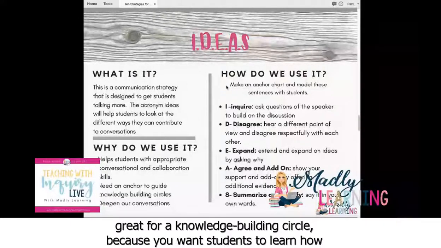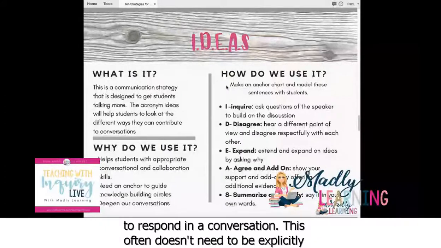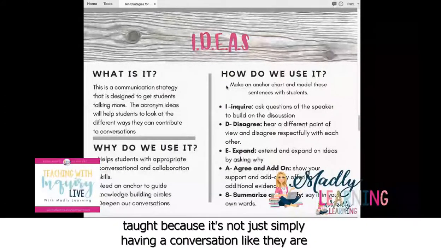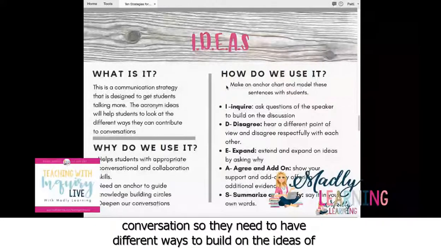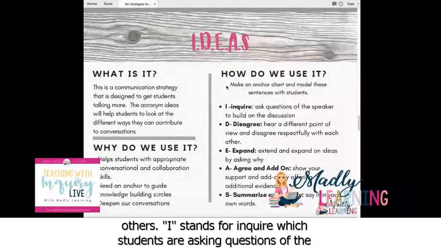So this is great for a knowledge building circle because you want students to learn how to respond in a conversation, and this often does need to be explicitly taught because it's not just simply having a conversation like they are going to outside with their friends at recess. This is an academic type conversation, so they need to have different ways to build on the ideas of others.